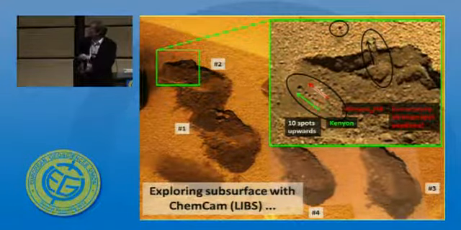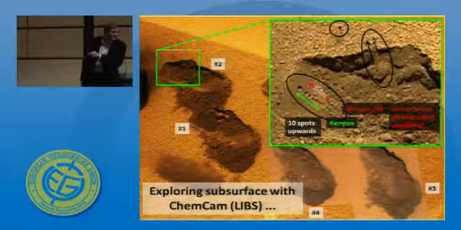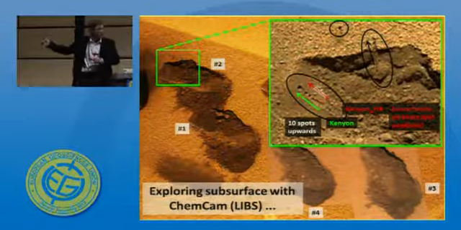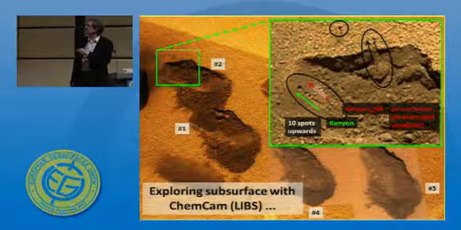We made another run. You cannot see the laser holes here because the image was acquired 4 sols before we made the laser experiment.